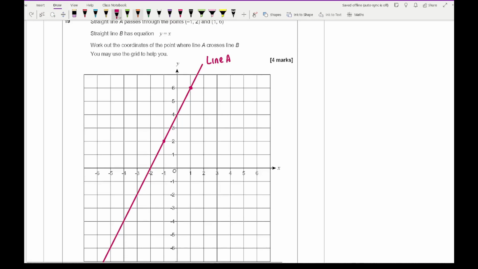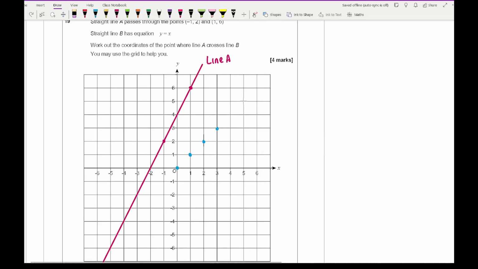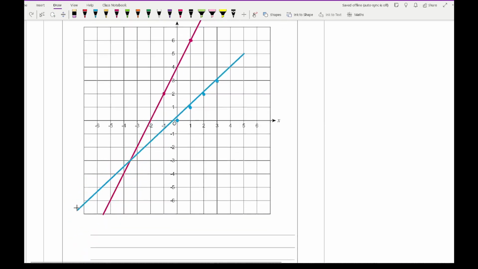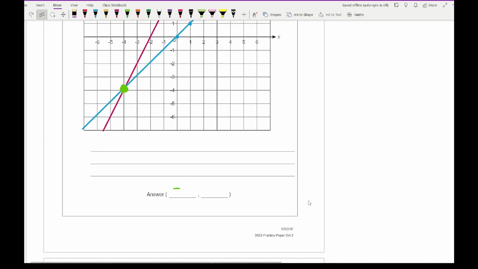I then need to plot y equals x. So y equals x is going to be 0, 0, 1, 1, 2, 2, 3, 3. And then just need to draw a straight line through there. So let's see, that's actually not that bad. So then we can draw a line going through all of those points, and you can see that they meet at this point here, and I just need to write down the coordinate, and that's -4, -4.